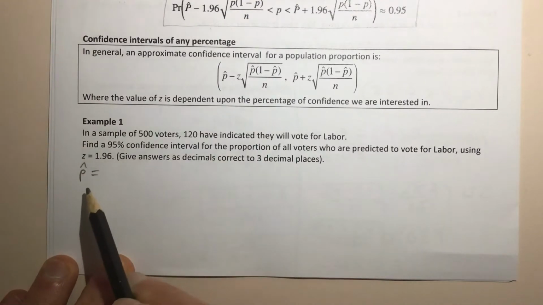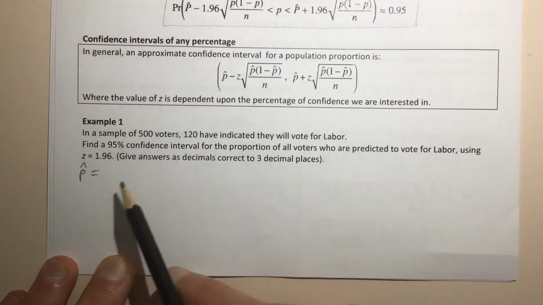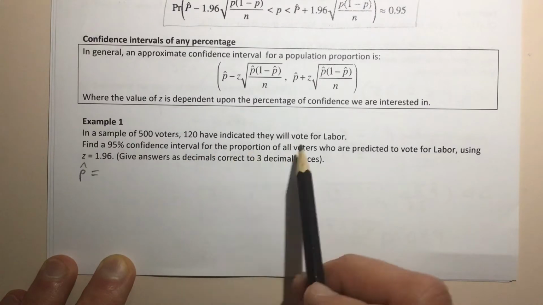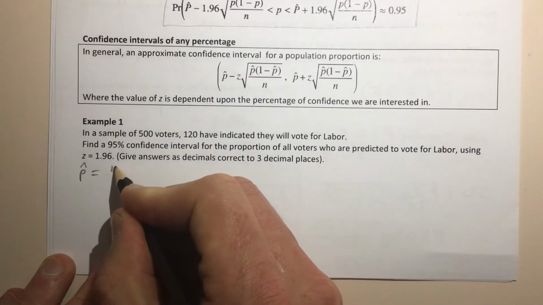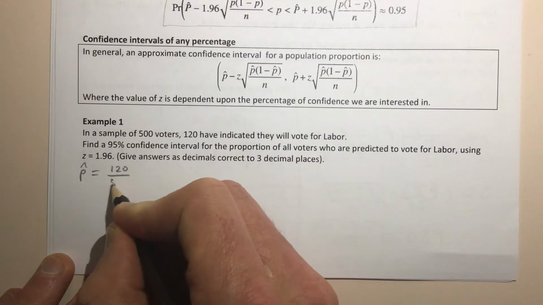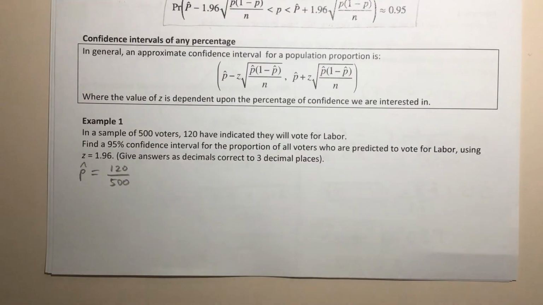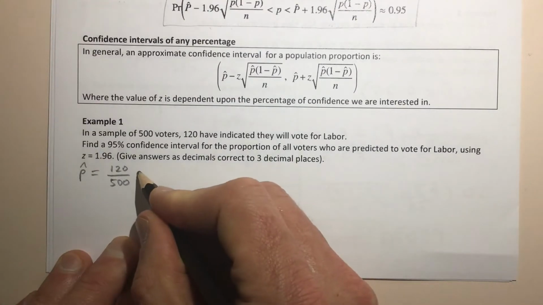In this question, p hat is the proportion of people who are going to indicate they're going to vote for Labor. In this sample we have 120 out of 500, which, let's do it as a decimal, is 0.24.